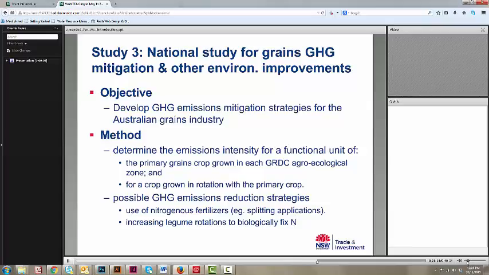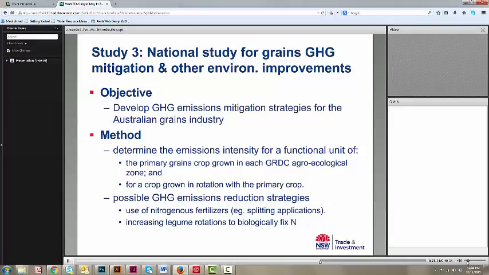There will be changes. So really, we're going to look at the emissions intensity of wheat for each agroecological zone, but then look at things like how does sowing legumes impact on the greenhouse gas emissions intensity, those kind of things.